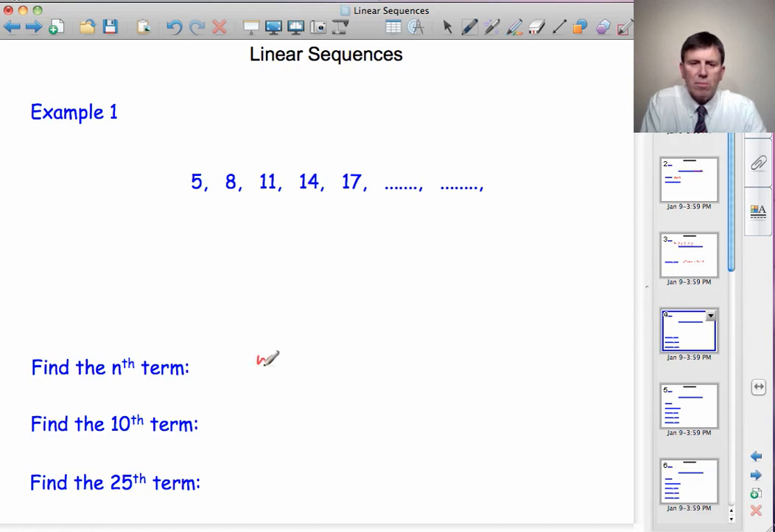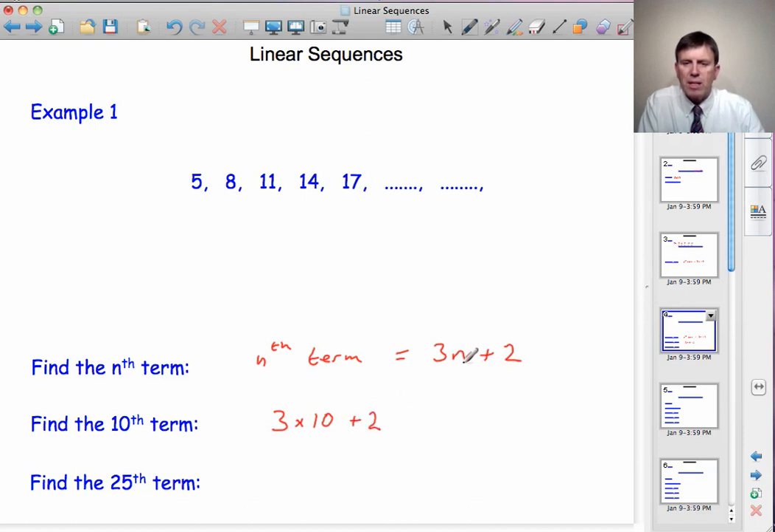So my nth term, we've already found, it was 3n plus 2, and that works for any term in the sequence. If I want the 10th term, the number of term is 10, so it will be 3 times 10 plus 2. That's just replacing n, the number of the term, with the term that I want. 3 times 10 is 30, plus 2 is 32. So the 10th term in that sequence would be 32.